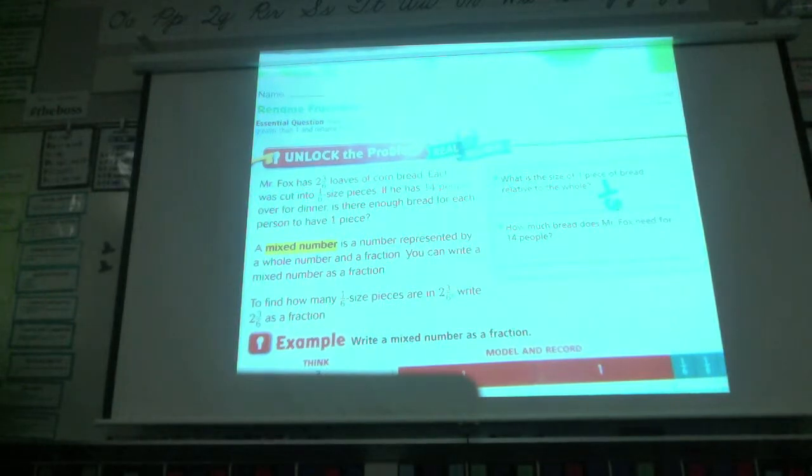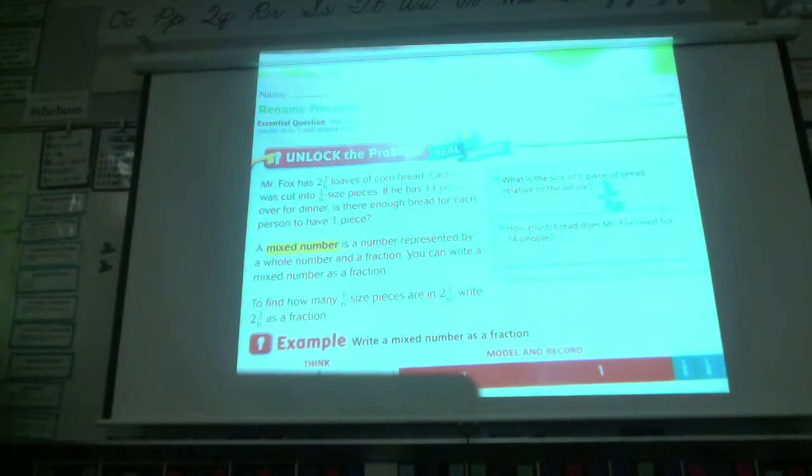Each person needs, just think about reality. Each person needs 1 piece of bread. There's 14 people. How many pieces of bread do we need total? 14.